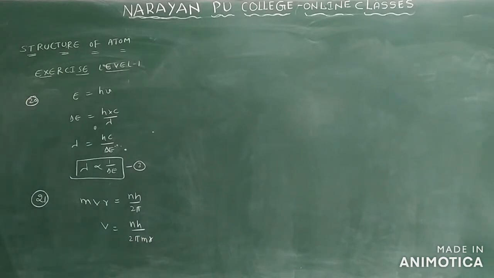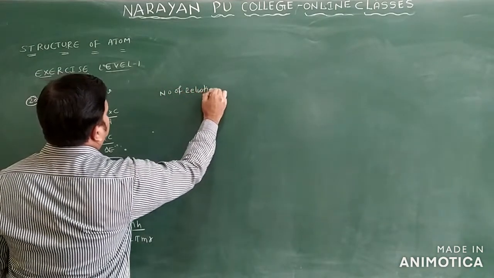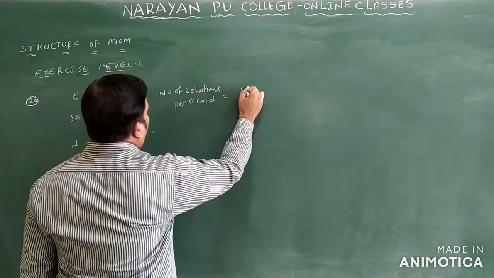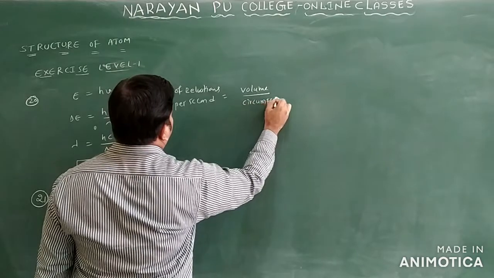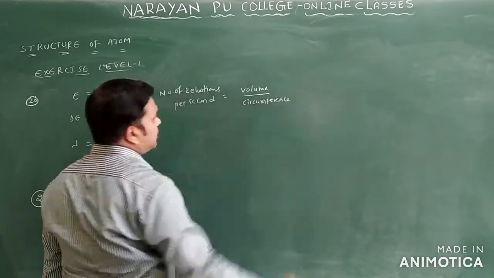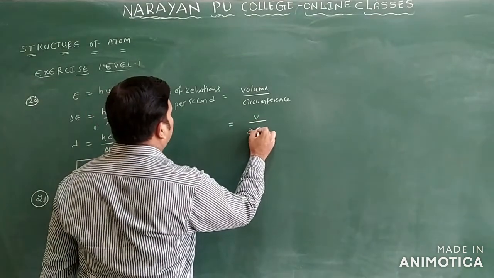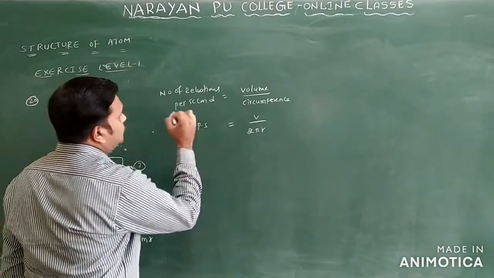So v represents the velocity we have. From this you can identify the number of revolutions per second only. The number of revolutions per second is equal to velocity by circumference only. Already we discussed this in the Bohr atomic model. So v by circumference, which is 2 pi r. So the number of revolutions per second, you can write RPS, revolutions per second only.